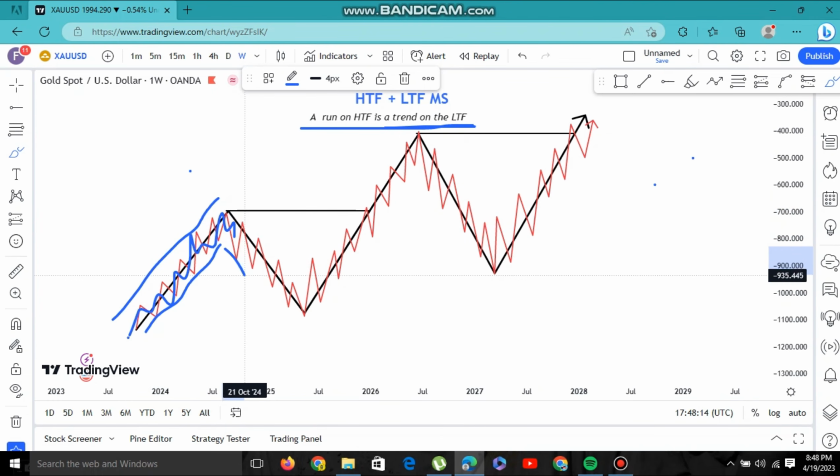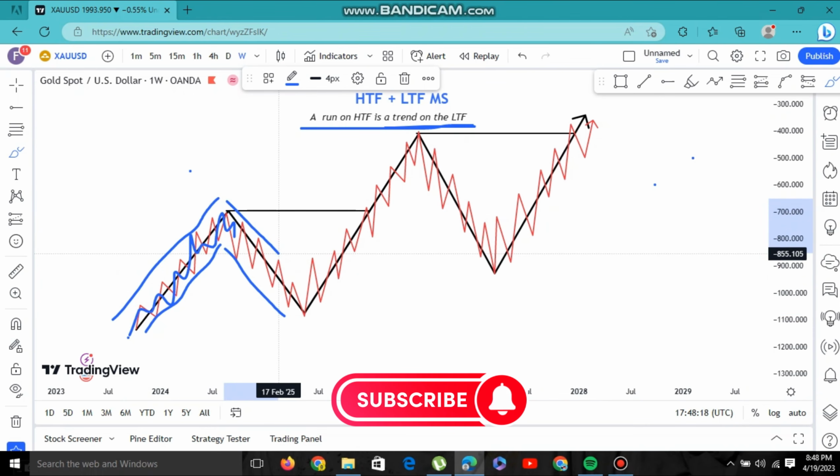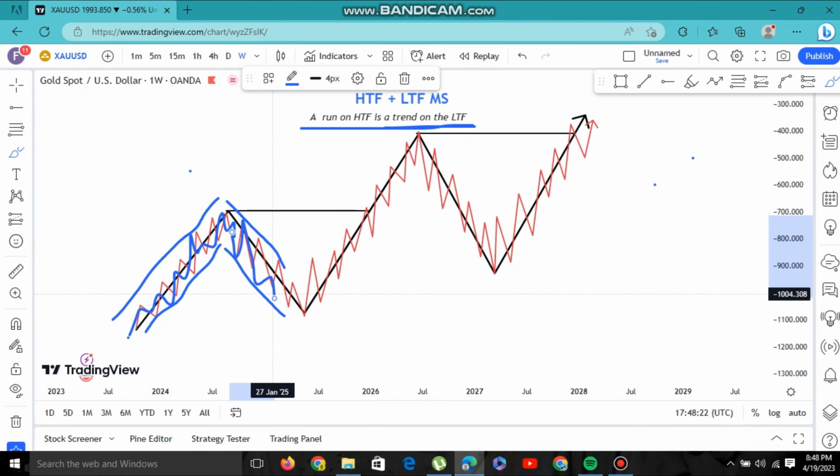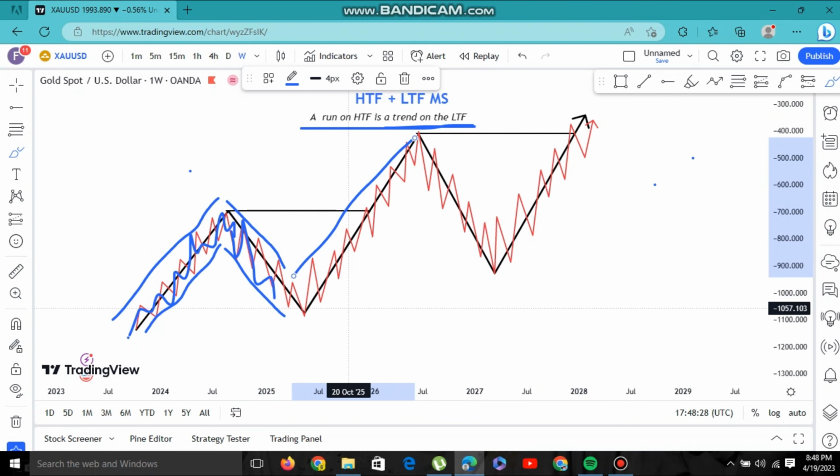And when we have the pullback, the same thing happens. It's also a run, but it's a full trend on M15. It's a run on H4, but a full trend on M15. The same happens.